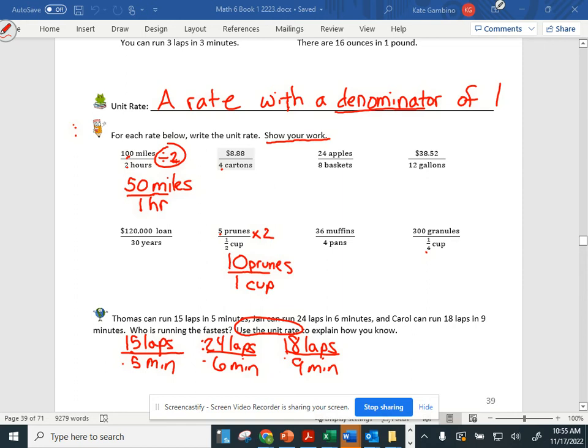So you're going to convert each of these rates down to the unit rate. See how many laps they are running in 1 minute. And then see, ooh, who's running the most laps? They are running the fastest. So you're going to take your 3 rates and convert them down to the unit rate, just like we did up here. Then you're going to look to see who ran the most laps in 1 minute. Does that make sense? Does anybody have any questions about equivalent rates or unit rates?